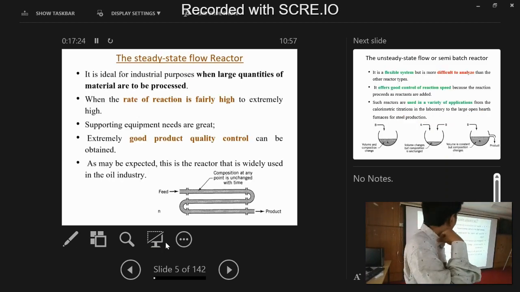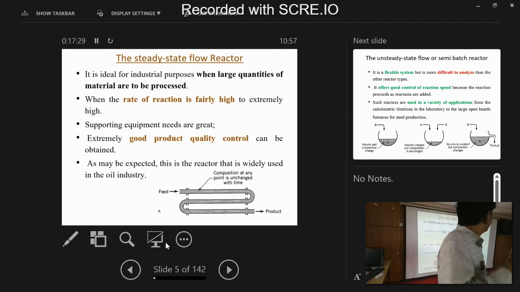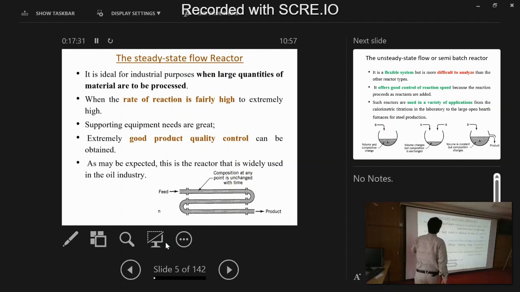Look at the next: flow reactors, called steady state flow reactors. Steady state flow reactors. When we want large quantities, we need to rely on flow reactors.